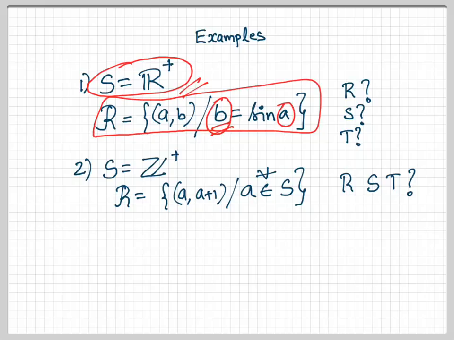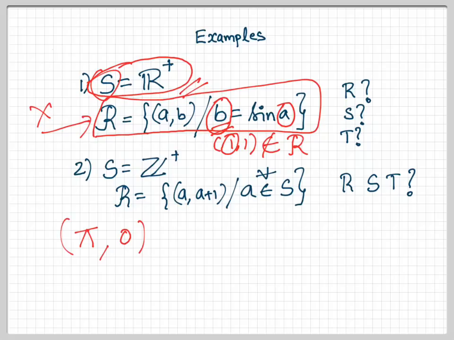Anyway, that is not the point to observe here. The point to observe is what kind of elements R has. Is R reflexive? Definitely not, because (1, 1) doesn't belong to R, while 1 is an element of S. Correct? This is not reflexive. Is it symmetric? Definitely not. Because let's say sine pi is 0, which means (pi, 0) belongs to R, but (0, pi) doesn't belong to R. Correct?